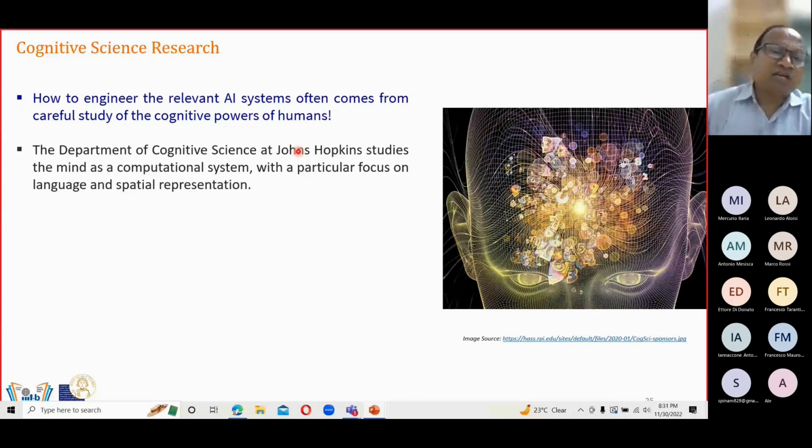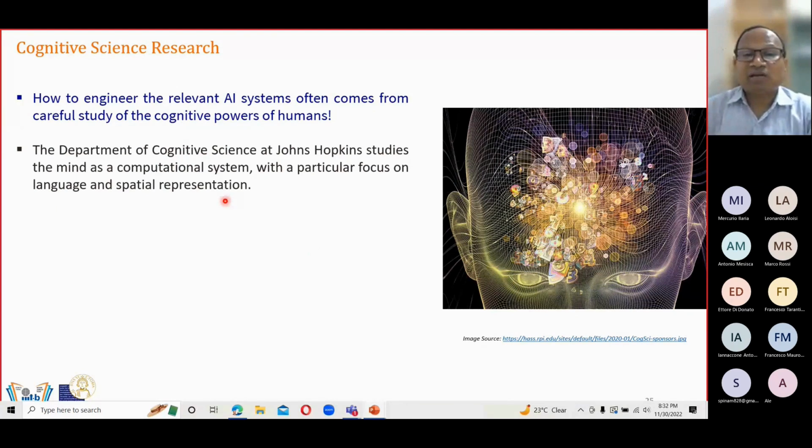The Department of Cognitive Science at Johns Hopkins, there is a Department of Cognitive Science at Johns Hopkins. You must have heard about Johns Hopkins a number of times, especially during the COVID-19 period. There were a lot of studies and surveys coming from this department. This department studies the mind as a computational system, which is involved in a number of computational tasks and has a number of abilities related to computation, with a particular emphasis on language and spatial representation.